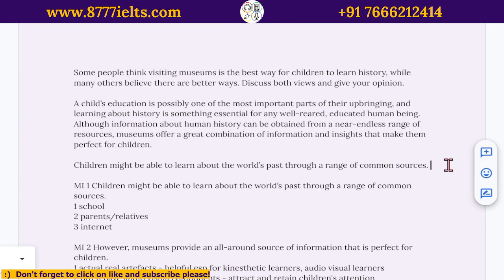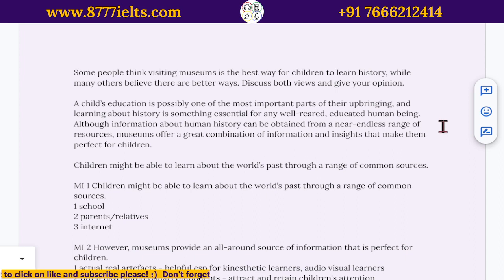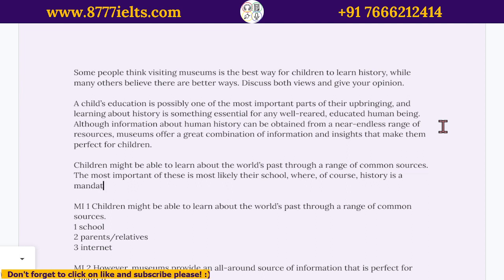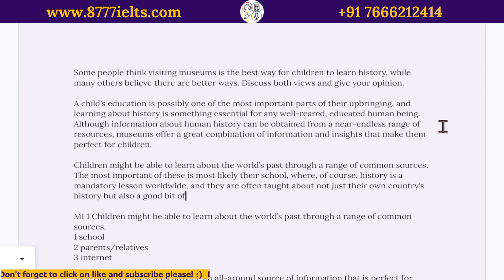All right. So, children might be able to learn about the world's past through a range of common sources. The most important of these is most likely their school, where, of course, history is a mandatory lesson worldwide. And they are often taught about not just their own country's history, but also a good bit of worldwide history.